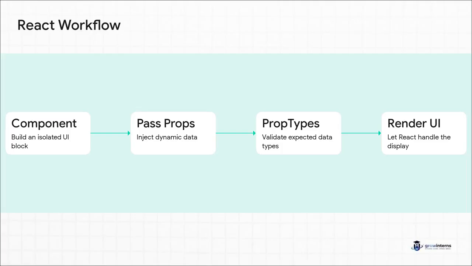To summarize today's explainer, here is the exact procedure you should follow. Step 1, create your isolated component. Step 2, pass the dynamic data it needs using props. Step 3, write your contract and validate that data with prototypes. And Step 4, let React do the heavy lifting and render the UI. Keep to this blueprint and you'll be writing professional, highly maintainable React code.